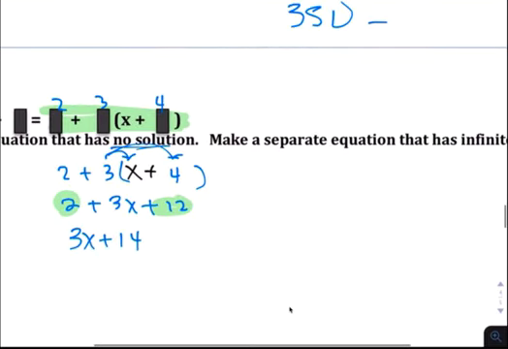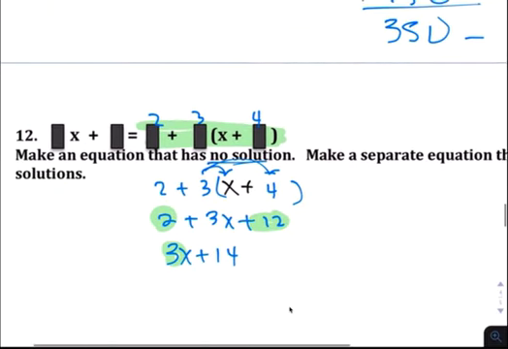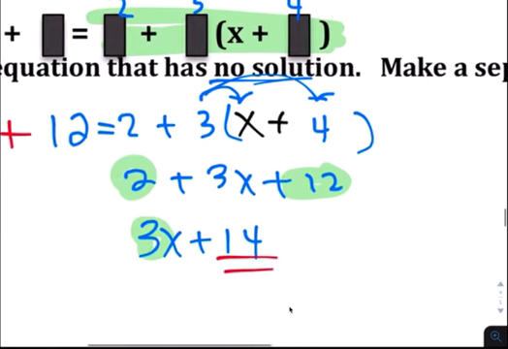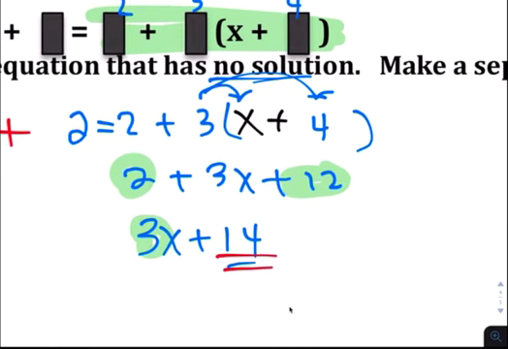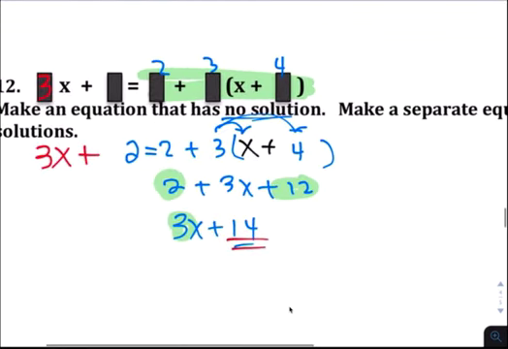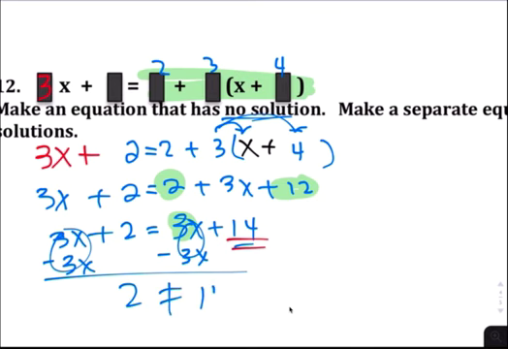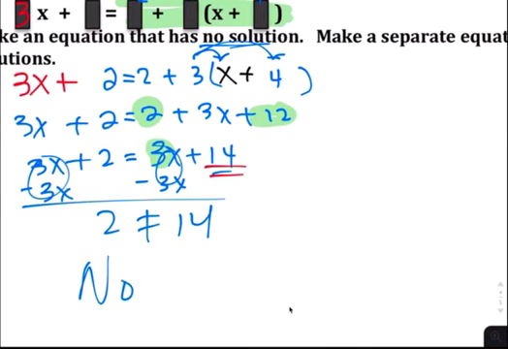Okay, for no solution, the coefficient 3x has to be the same. So this needs to be 3. So 3x, and the constant is different. So plus like 12. It cannot be the same as 14. Or you can use 2, any number but 14. 3x plus 2, minus 3x, 0, 2 does not equal 14. This is called no solution.